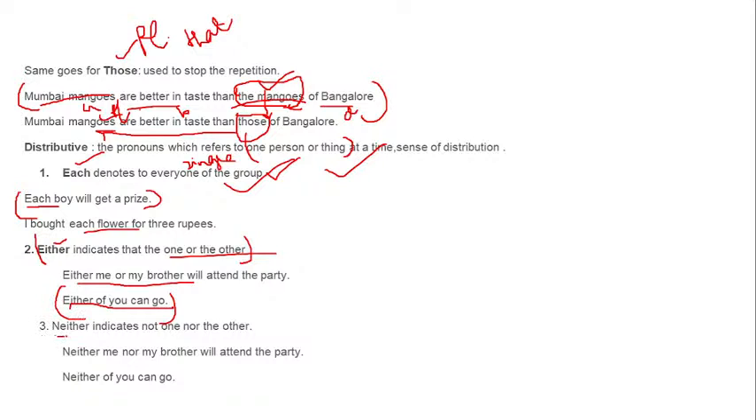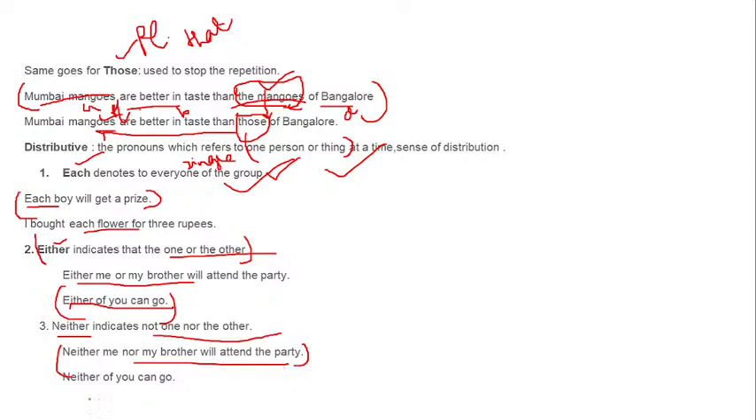But "neither" means not one nor the other. It means no one. Neither me nor my brother will attend the party. If we turn this "either" into "neither", what will it be? Neither me nor my brother will attend the party. That means I'm not going and even my brother is not going.